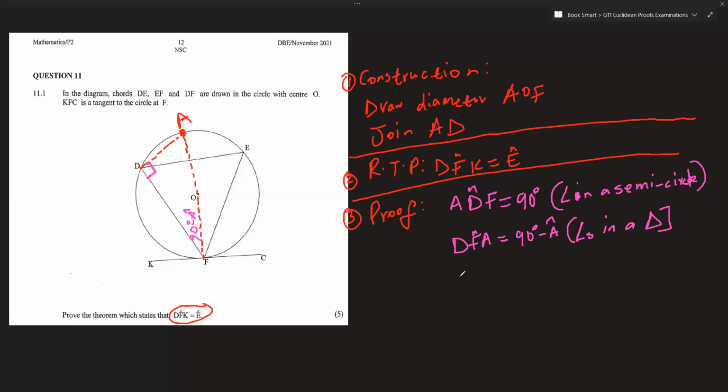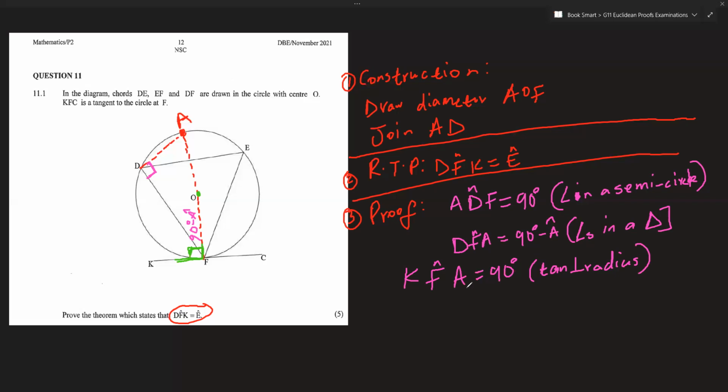But I know that KFA is also equal to 90 degrees. This one, let me use a different color so that you can see it. This angle here is 90 degrees. Why? Because remember, the radius and a tangent form a 90-degree angle where they meet. The radius is always perpendicular to the tangent. So here your reason will be tangent perpendicular to radius. Some people just say tangent-radius theorem.